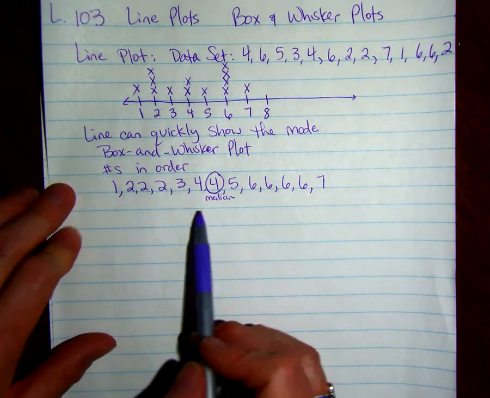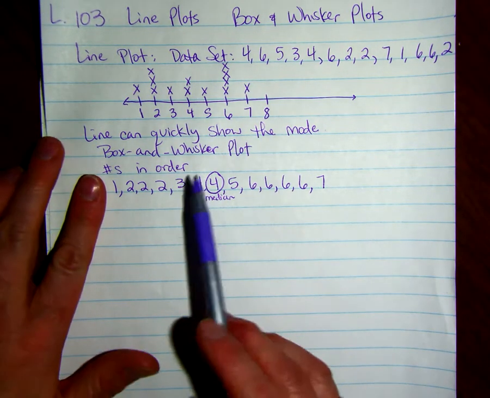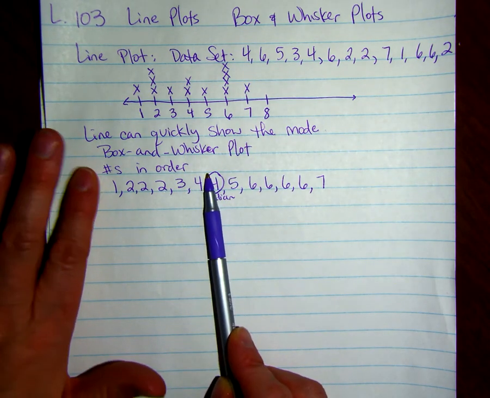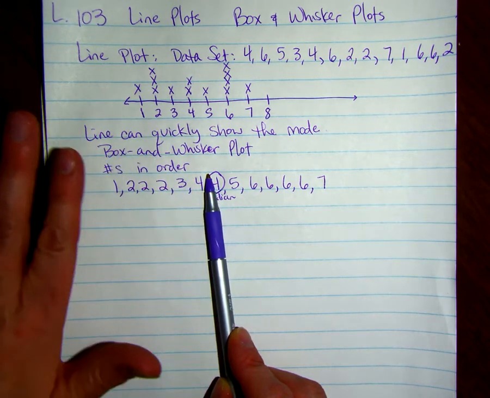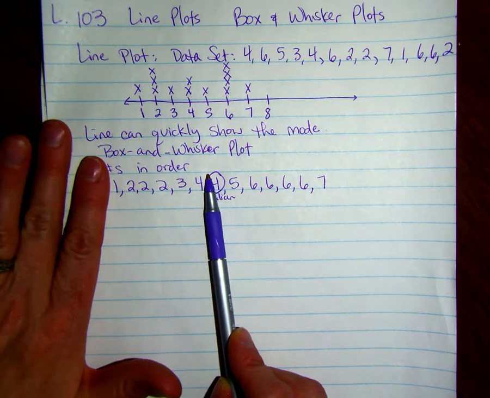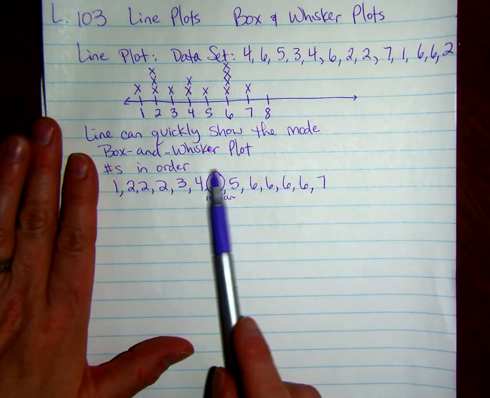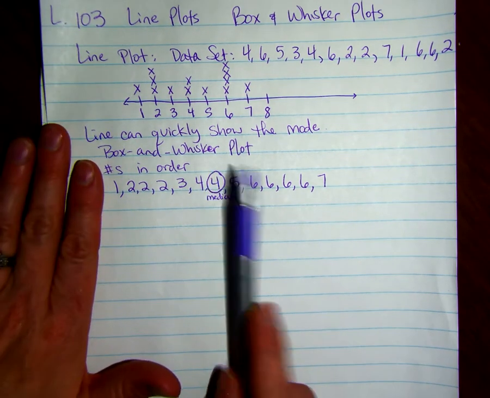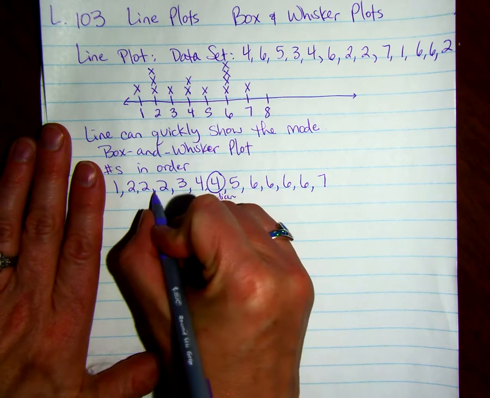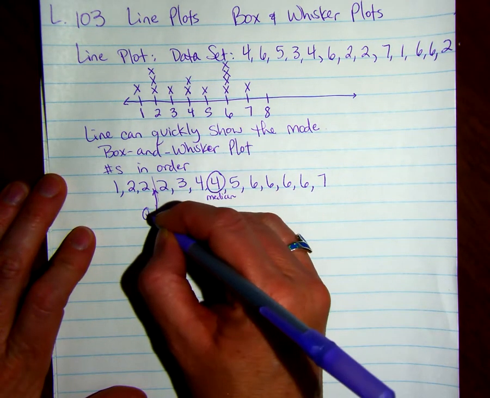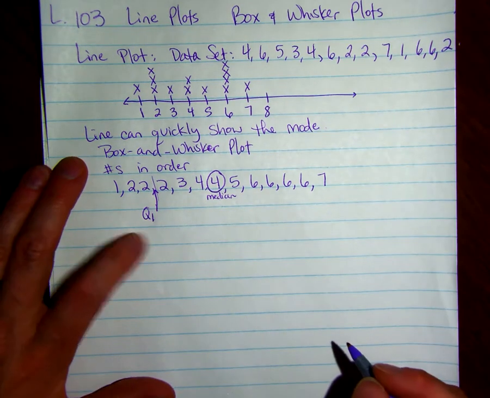Then I look at the sets of numbers before the median. So I have 1, 2, 2, 2, 3, 4, and I want to find the median of those numbers. So I'm dividing the whole thing into 4. So if I find half of half, it's right here. It's going to be between 2 and 2. That's called quartile 1, Q sub 1.